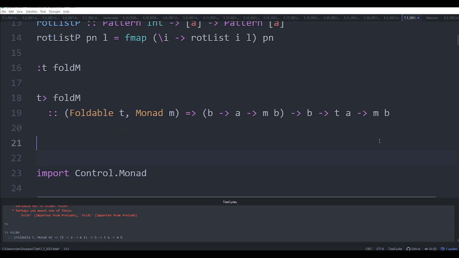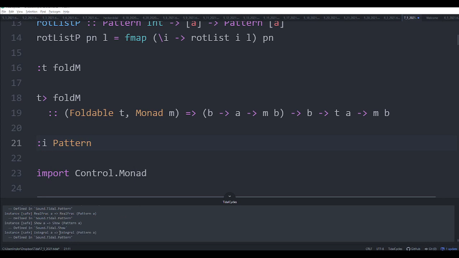The question is, is pattern foldable? Let's find out. And the answer is no. This sort of makes sense. What would it mean to even fold over pattern? What would that even mean? Oh dear. I think we've come across some rather zany questions mathematically.